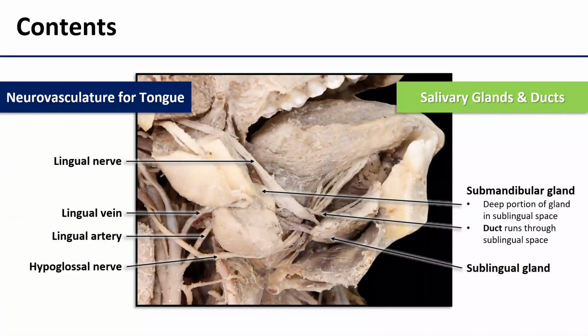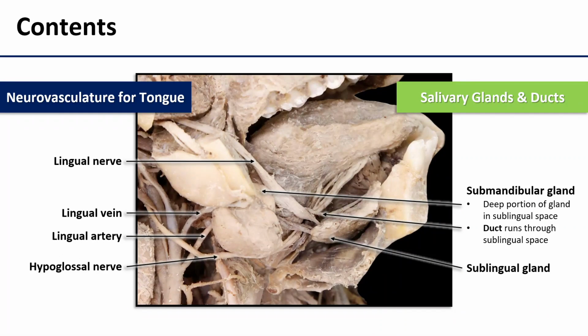For being such a small fascial space, the sublingual space is actually home to a surprisingly large number of structures. These are going to fall into two categories. We have things that are supplying the tongue, neurovasculature for the tongue. This is going to include the lingual nerve, the lingual vein, the lingual artery, and the hypoglossal nerve. And then we also have some salivary glands and ducts from salivary glands traveling through here.